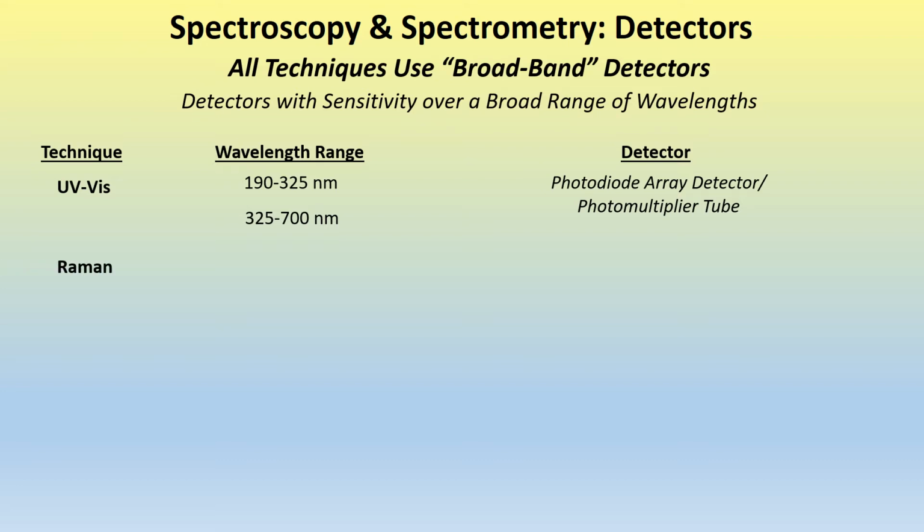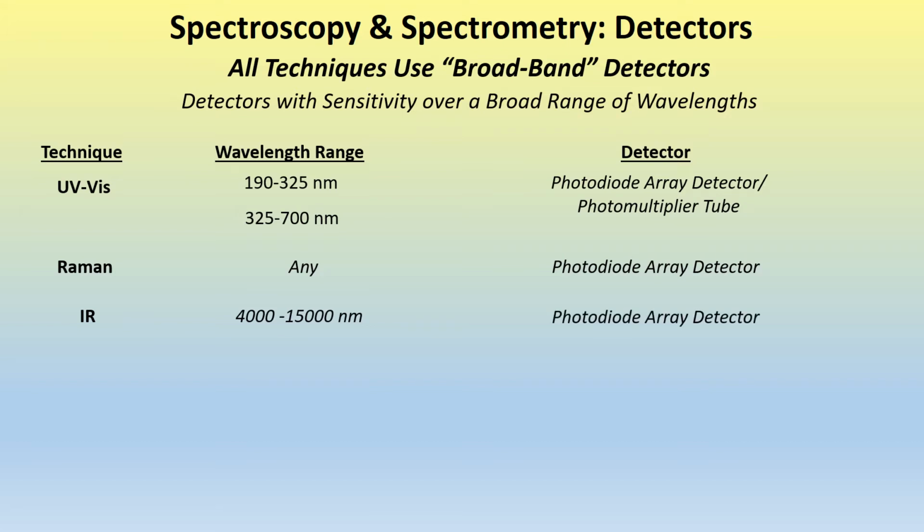For Raman spectrometry, again, the wavelength range is any range depending on the laser used, because you are looking for a shift, and photodiode arrays are used as a detector. Similarly, for infrared, in the mid to far range, between 4,000 and 15,000 nanometers, so that's the mid to near range, a photodiode array is also used.